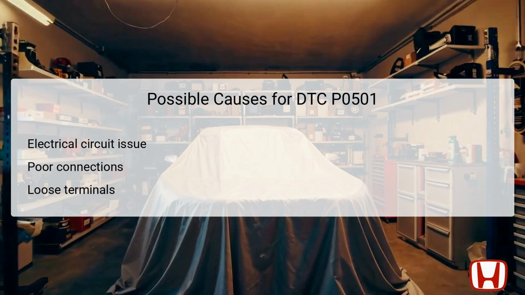and TCM. These electrical problems can create a scenario where the TCM cannot accurately receive or interpret the signals from the CVT speed sensor, resulting in a performance range malfunction. Identifying and resolving these electrical concerns is vital for rectifying DTC P0501.